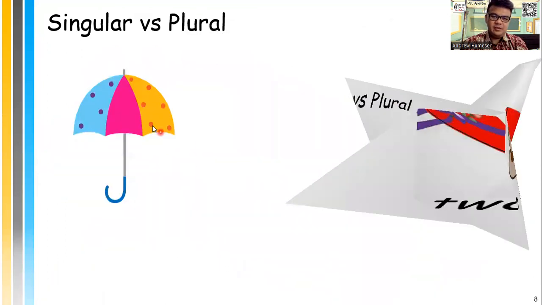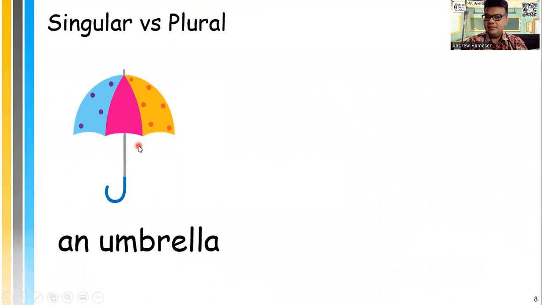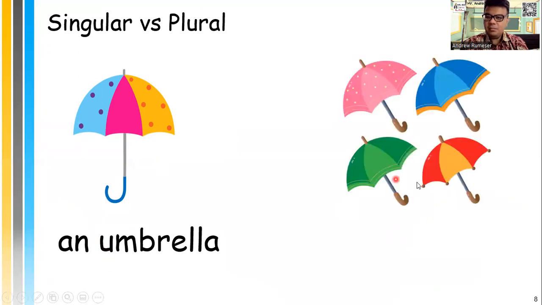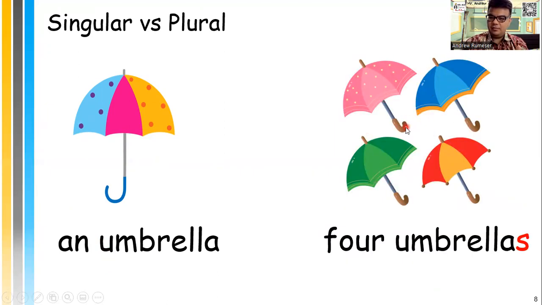Okay. What about one umbrella? That's right, an umbrella. Why an? Because umbrella starts with a vowel, A, E, I, O, or U. This is U, right? What about four umbrellas? That's right, we say four and then umbrellas with S.